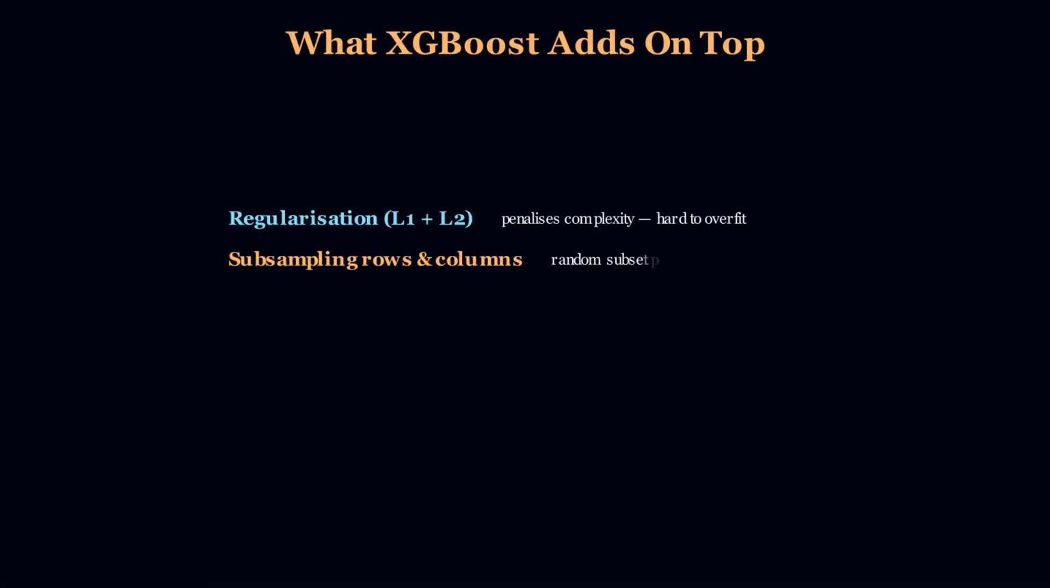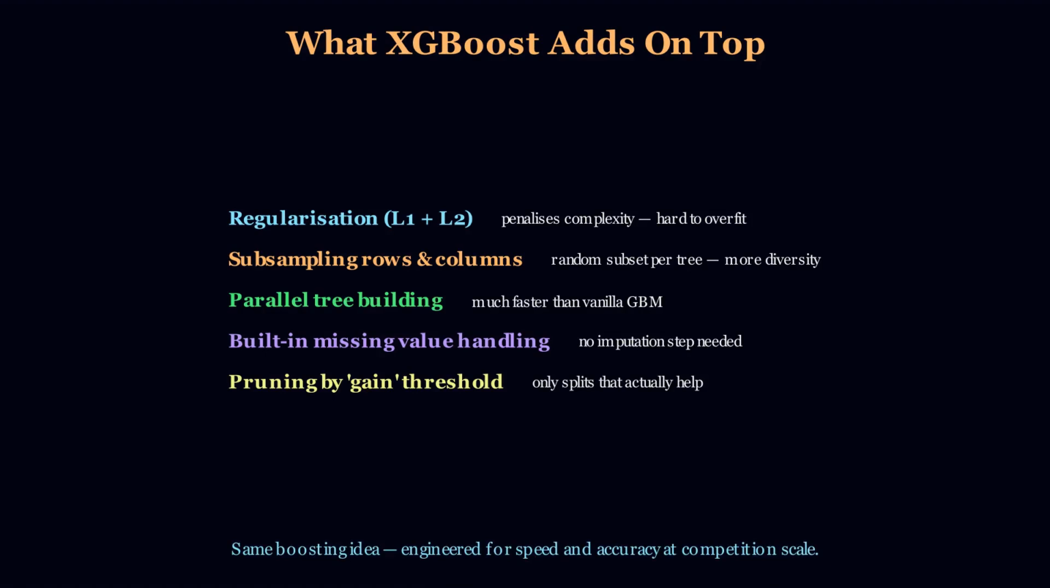Vanilla gradient boosting works. XGBoost makes it competition grade. L1 and L2 regularisation. Complexity is penalized, harder to overfit. Row subsampling and column subsampling. Decorrelates the trees, like random forest. Parallel tree construction internally, much faster than original GBM. Native missing value handling and pruning by gain threshold.